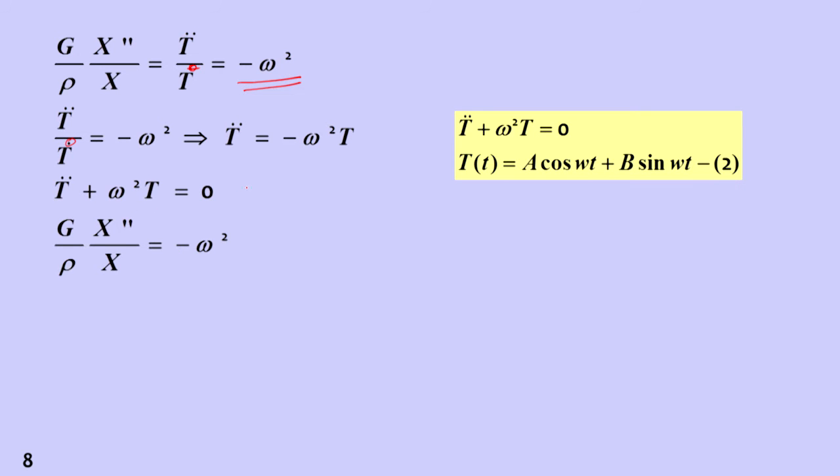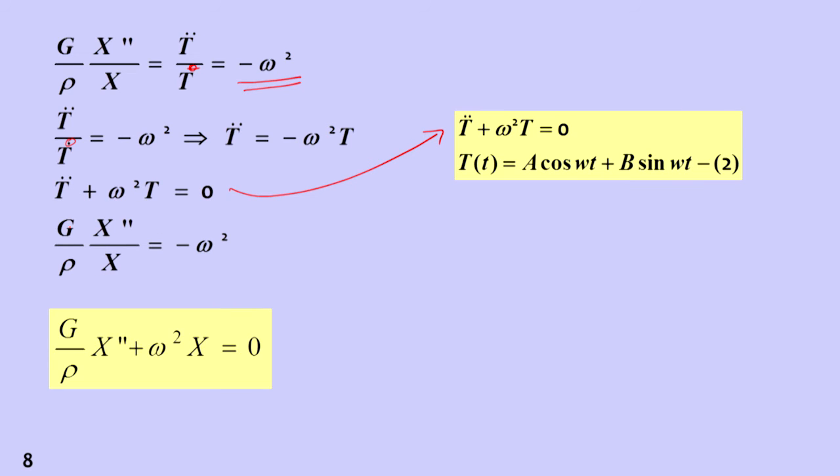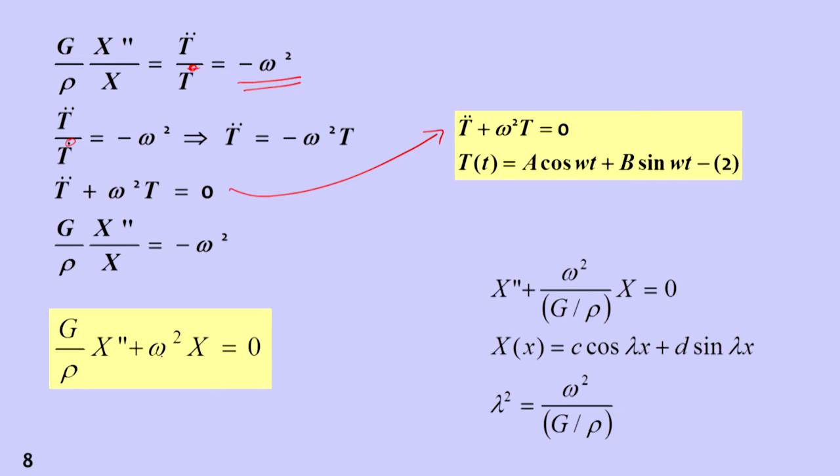The first one is like the single degree of freedom system equation of motion, and the solution for that is known to us: T of t is equal to A cos omega t plus B sin omega t. Now let us solve the second equation, which is in the space variable: G by rho X double prime plus omega squared X is equal to 0. If we divide by the first term, we get X double prime plus omega squared by G by rho into X is equal to 0. The possible solution of this could be X of x is equal to C cos lambda x plus D sin lambda x. This lambda will come from this function.